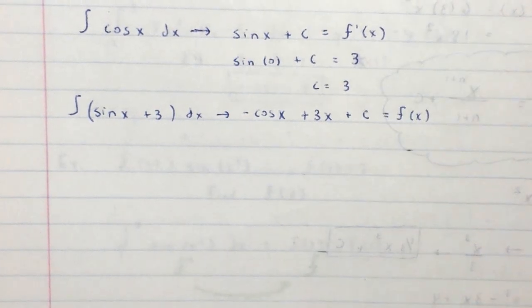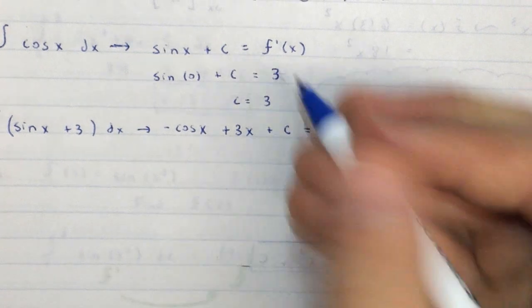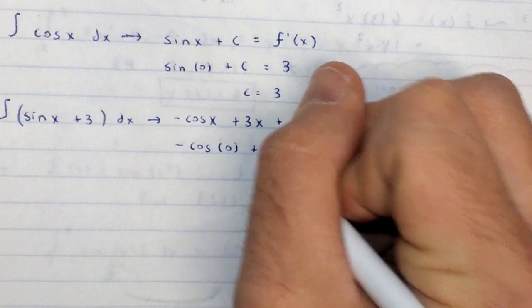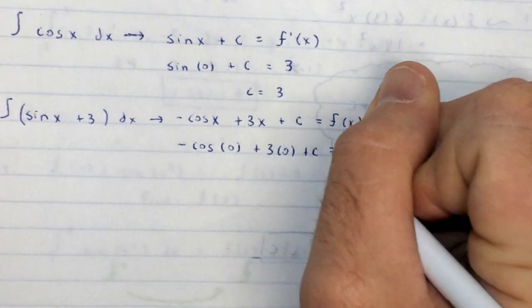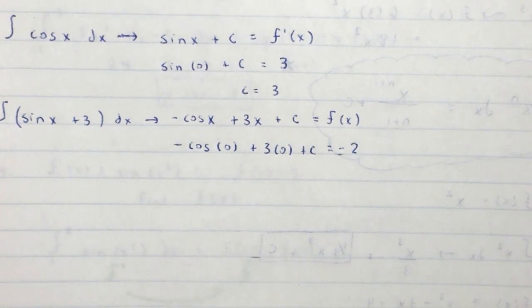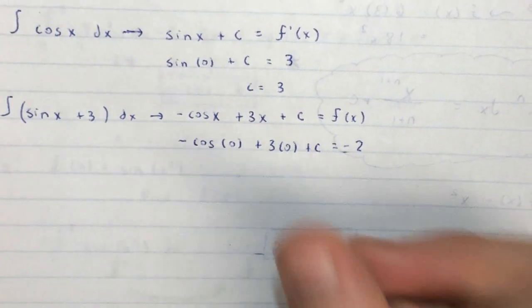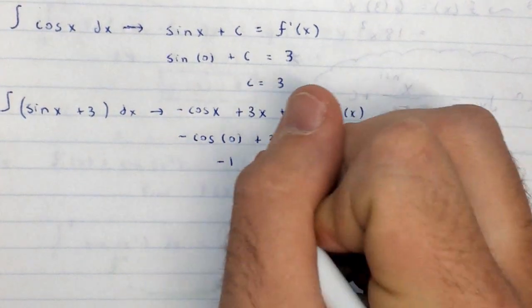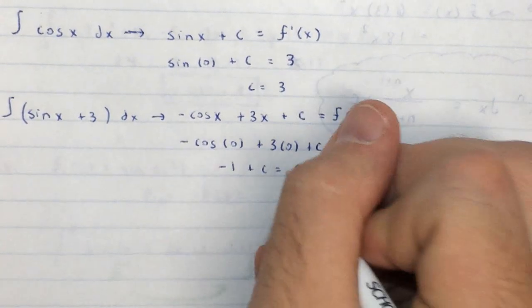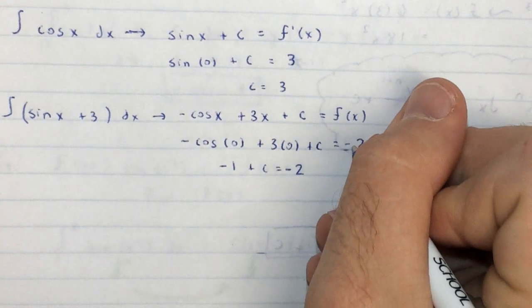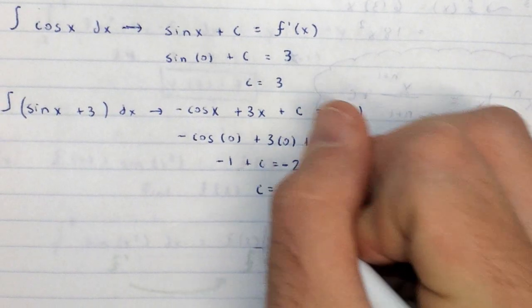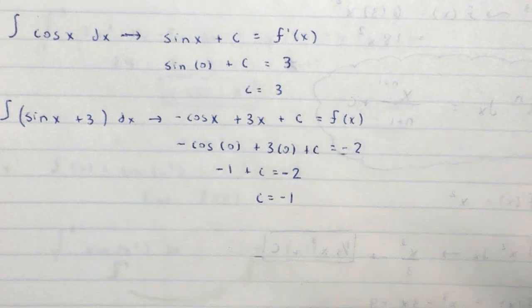So it's equal to f of x. So I'm going to plug in my values. Negative cosine of 0 plus 3 times 0 plus c is equal to negative 2. Cosine of 0 is what? 1. Yeah, with the negative up there, it's going to be negative 1. Negative 1 plus 0, so negative 1 plus c is equal to negative 2. And so I can add that 1, so c is going to be equal to what? Negative 1.